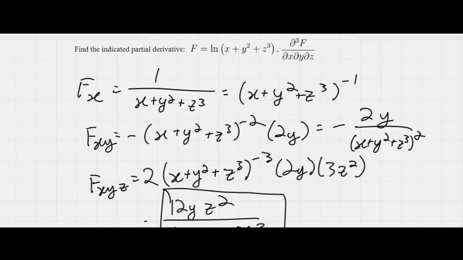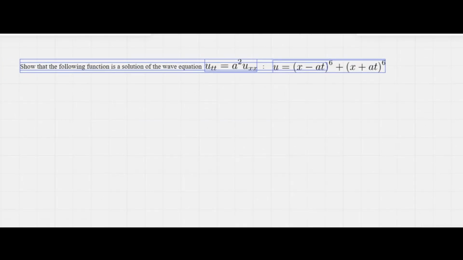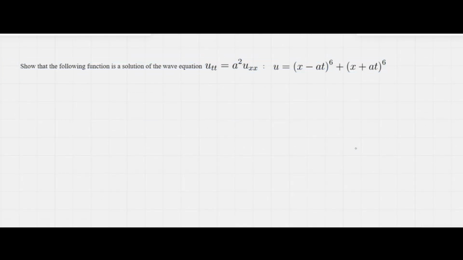All right. We'll look into one more example, this time talking about partial differential equations. Alright, so this question is asking us to show that the following equation is a solution of the wave equation, or u sub tt is equal to a squared u sub xx. Well, first we need to discuss what is a partial differential equation.